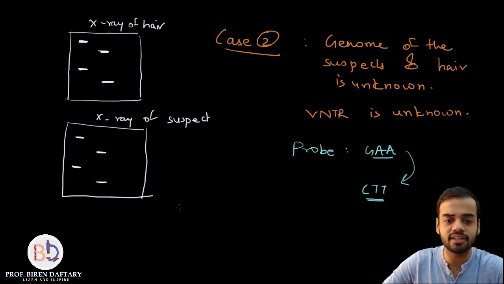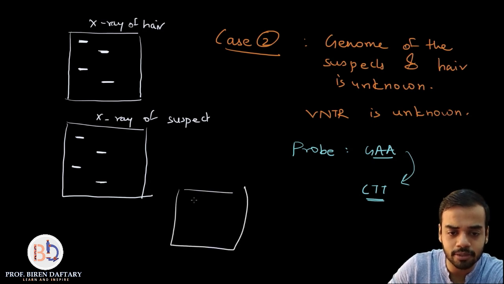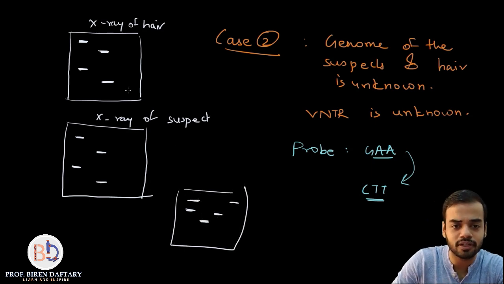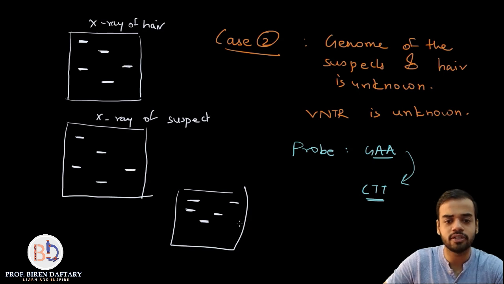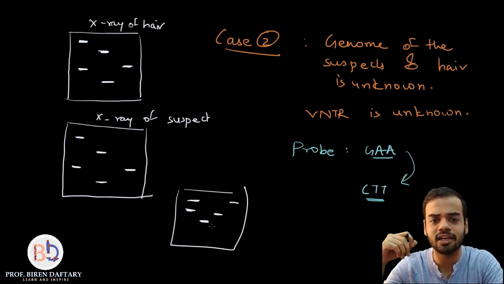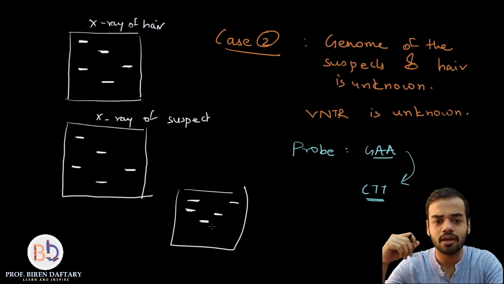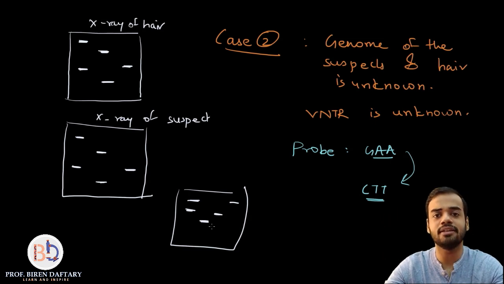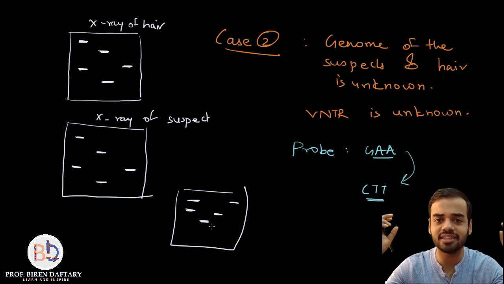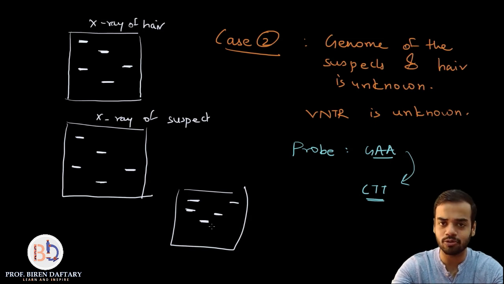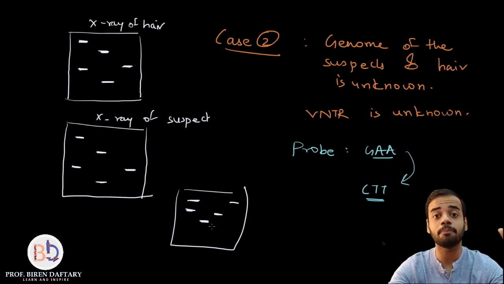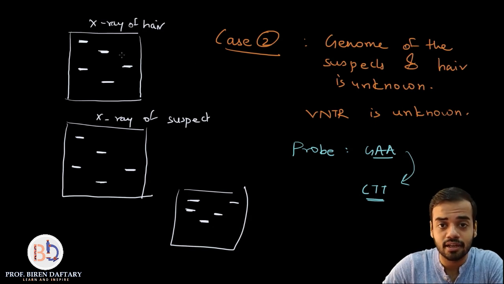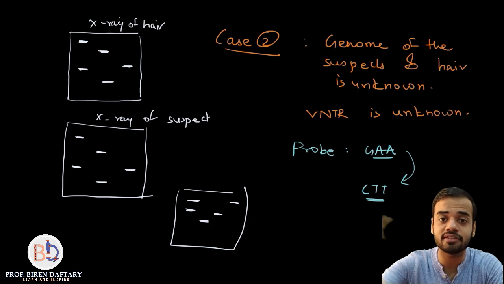Correct? Suppose you take the X-ray of some other person, then that X-ray might be like this. If there are 5 bands, suppose I am adding 5 bands, then one will be over here, one will be over here, and so on. Some other suspect will have an X-ray which is different. Are you getting my point? So please remember this, that even if the VNTR is unknown, you can do DNA fingerprinting, you can compare the samples. You just take any random probe and it is going to bind to the same location of the same DNA sample.